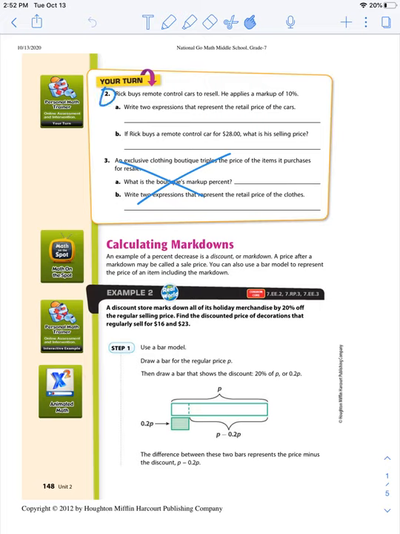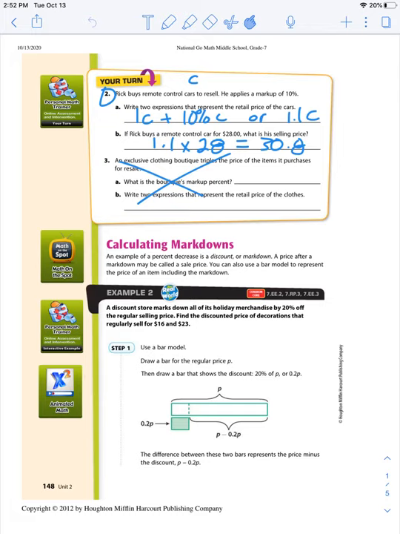I'm going to go ahead and solve it. Rick buys remote control cars to resell. He applies a markup of 10%. Write 2 expressions that represent the retail price of the cars. Well, if C represents the car price, we could have 1C plus 10% of C, or we could just say 1.1 times C. So if the remote control car is $28, what is his selling price? Well, 1.1 times 28 is going to be $30.80.